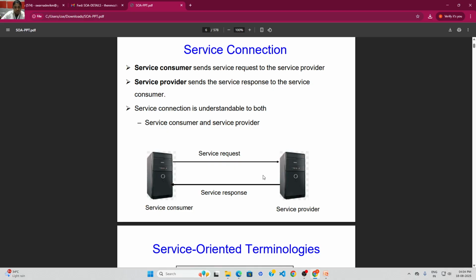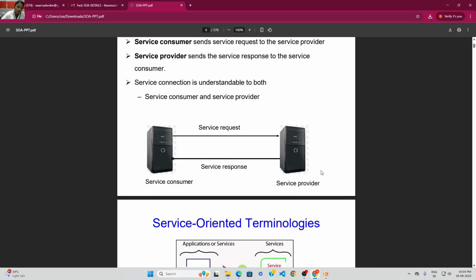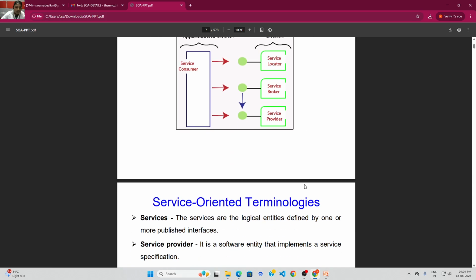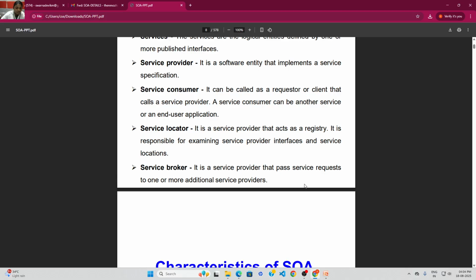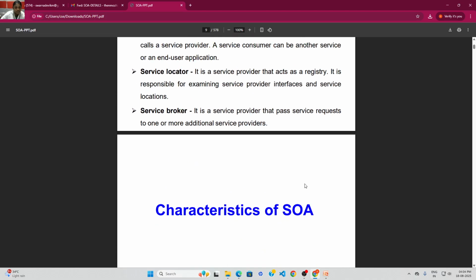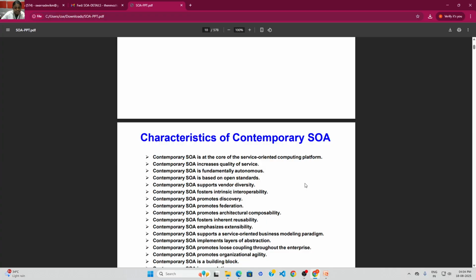Why do we use service consumer and service provider? For communication between client and producer, or otherwise client and server. For that purpose, we go for SOA. Next, what are the terminologies? Service provider, service consumer, service locator, service broker.